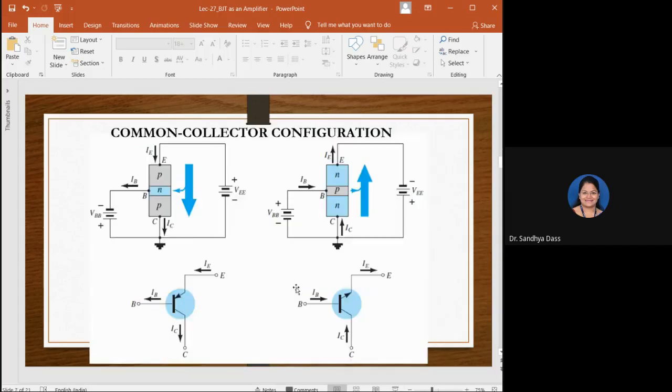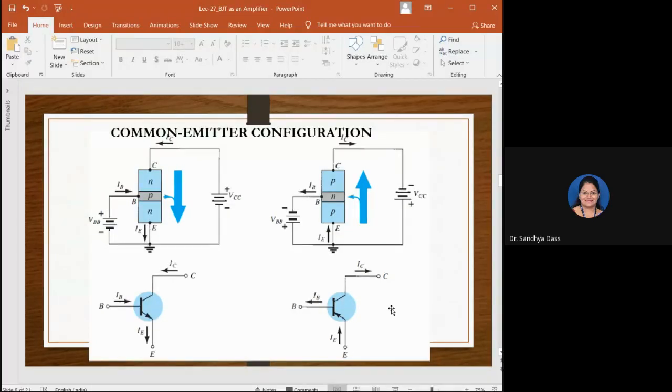So in common collector, observe this configuration. Input current will be base current, output current will be emitter current, input voltage will be VBC, the voltage across base and collector, and output voltage will be VEC. Getting it? All right.